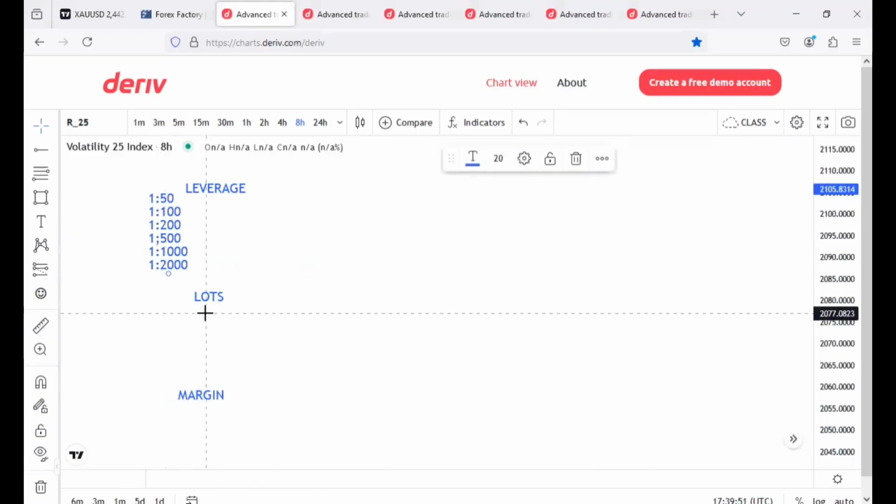We'll still go into the practical aspects. So the next one is lots. What are lots? Lots literally represent the unit of a base currency. You already know what your base currency is from the previous class. So a standard lot is $10.